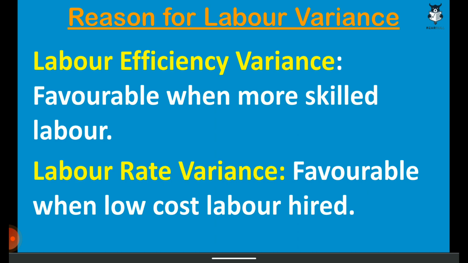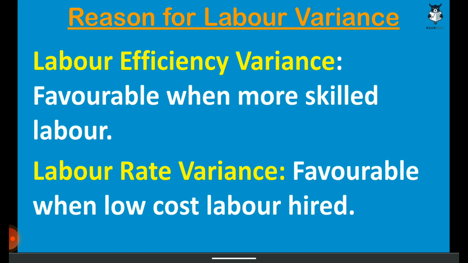Now, labor efficiency variance is when labor had to work more hours to produce a unit of output than what was projected. For example, if we projected that in order to produce 1 unit of output or 1 unit of finished good, labor will have to work 10 hours. But in actual, they worked 15 hours to produce that output, then it means that our labor efficiency variance was adverse, because they had to work 15 extra hours to produce that unit of output.